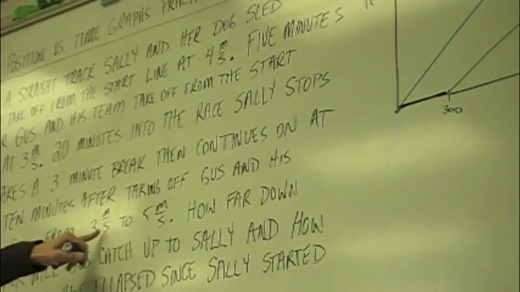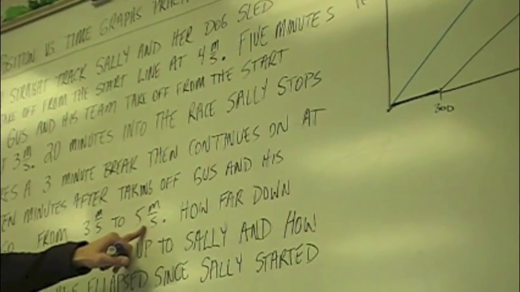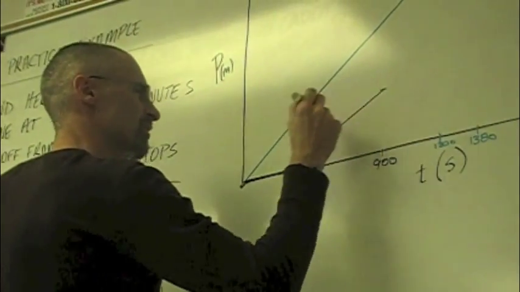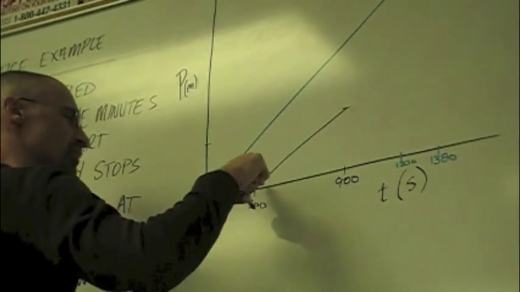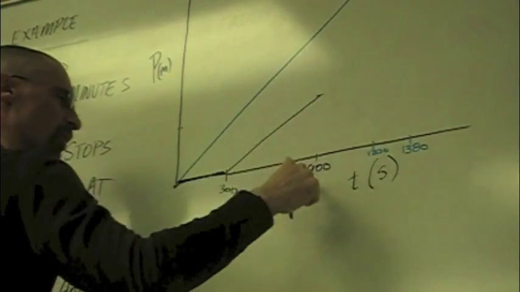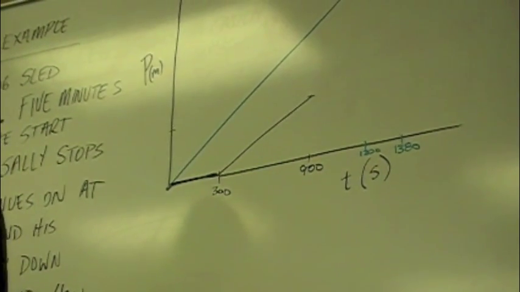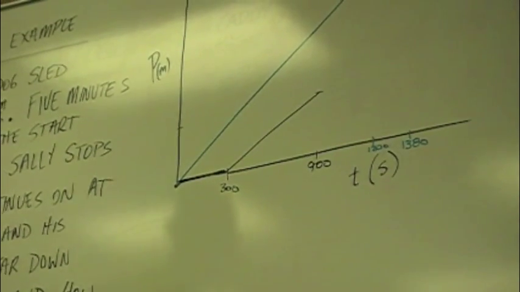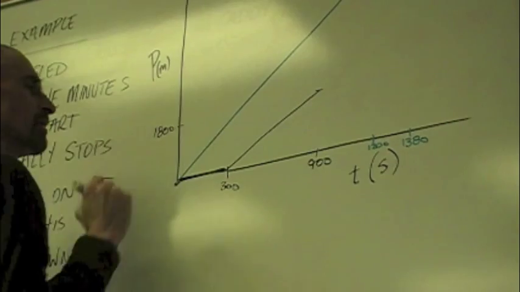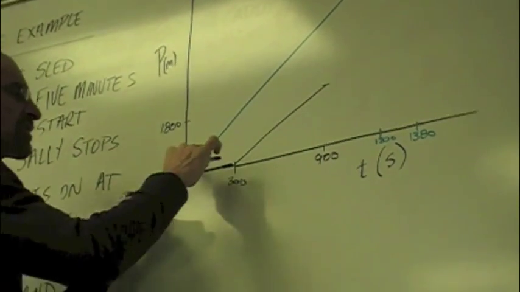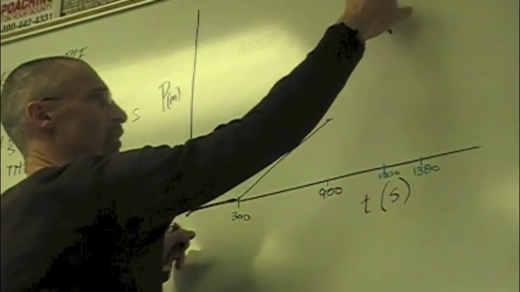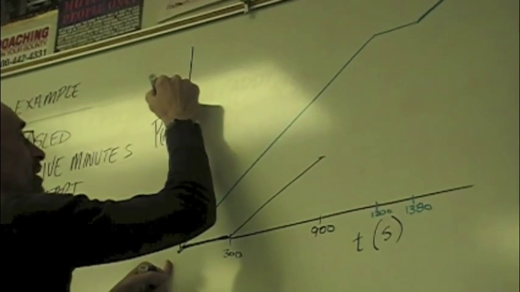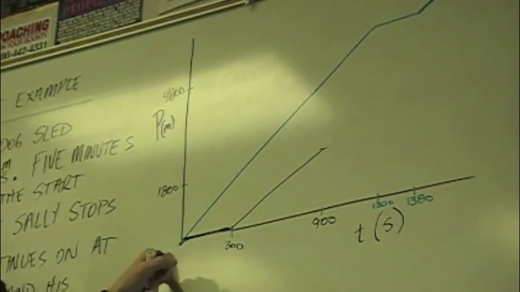At that point, he goes from 3 to 5 meters per second for the rest of the race. Now, let's put some points on here. How far would he have gone? If he goes 3 meters per second for 600 seconds, is that 1,800 meters? You guys with me? So this is going to be 1,800. Now, really quickly, Sally was going 4 meters per second for 1,200 seconds. So how far is she going to be out here? Can we say 4,800? You guys cool with that?